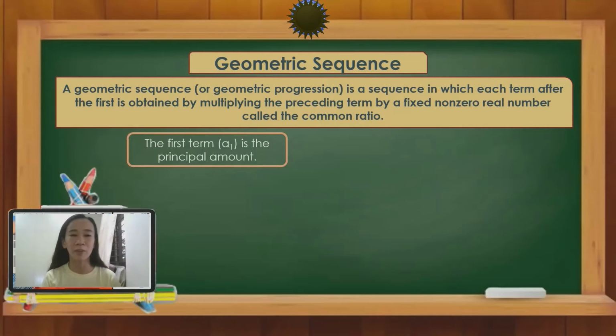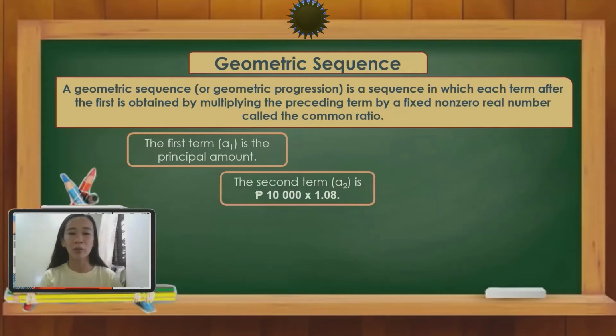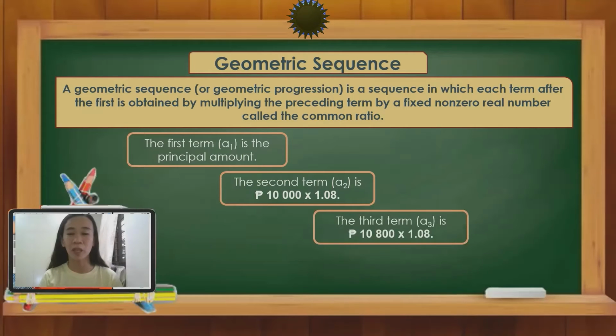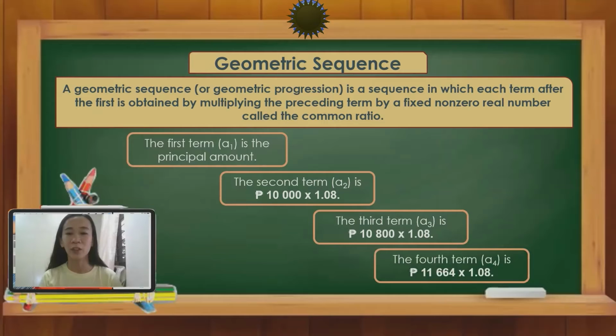So for our example, the first term is the principal amount. We are able to get the second term by multiplying 1.08 from the preceding term. Next, we were able to get the third term by multiplying the common ratio 1.08 from the second term. And the fourth term, we were able to get by multiplying 1.08 again from the third term.